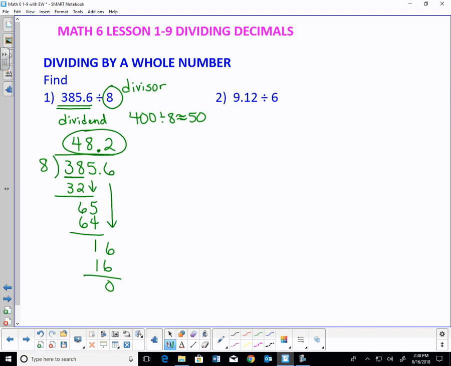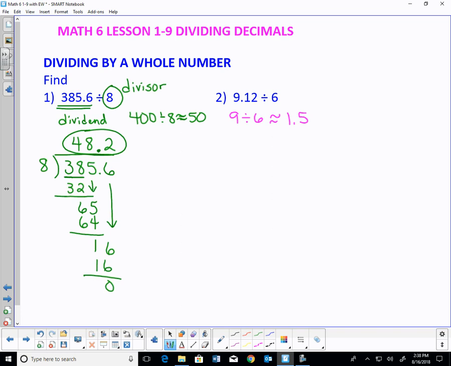I know I'm right because I've done this problem before. But you could look at this and say, if my answer is not close to my estimate, then either my estimate is wrong, or my answer is wrong, or I'm both wrong. Let's look at number 2, 9.12 divided by 6. So 6 is dividing into 9.12. Well, think about this. If I wanted to round this a little bit, I would say 9 divided by 6. That's approximately equal to 1.5. So there's my approximate answer. That's my estimation. Now I'm going to actually divide.